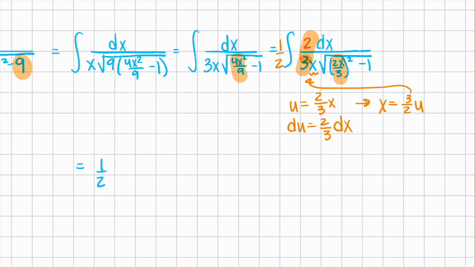I have this 1/2 out front. I have du in the numerator. That's my 2/3 dx. Instead of x, I have 3/2 u. And then under the radical, we have u squared minus 1. Okay, so a lot going on. Next, I'm going to pull out my 3/2 because it's not part of one of my identities. Notice 3/2 is in a denominator, so that's the same thing as multiplying by a 2/3.